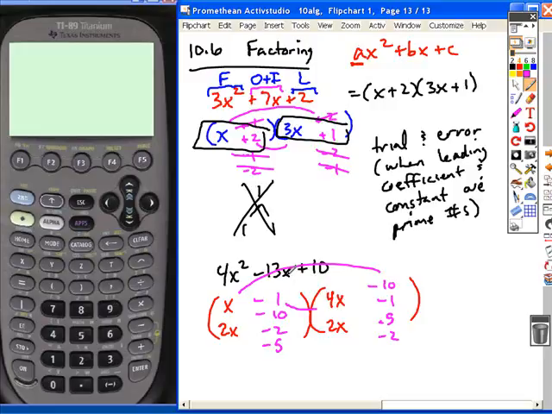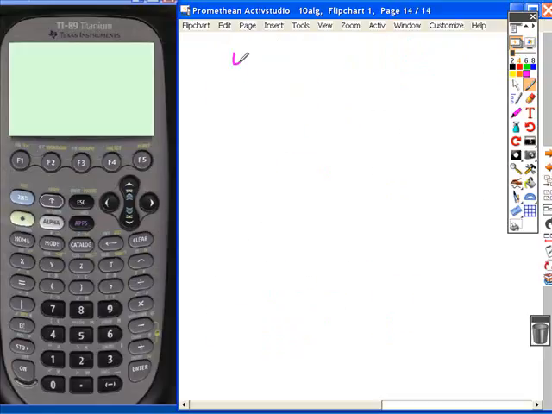So I suggest when you have coefficients other than a 1, or the leading coefficient and the constant that are not prime numbers, that you use the following method. Okay, so again, this isn't in the book. You don't have to rely on this because you guys have your calculators, but I want you to see it just so that when you are exposed to this again and your teacher does not allow you to use a calculator, you know how to do it. Okay, so here's the process.